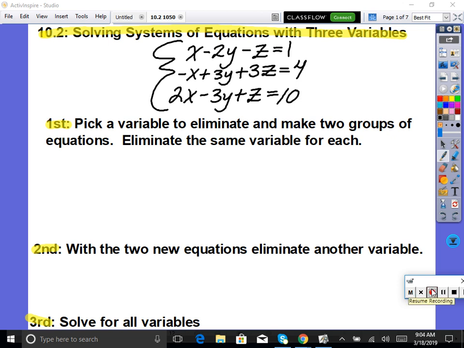We solved last time systems of equations with two variables, right? And there was just an x and y. Was that pretty easy for everybody? Okay. Then today what we're doing is we're just going to take it up one level and we're going to solve a system of equations with three variables.